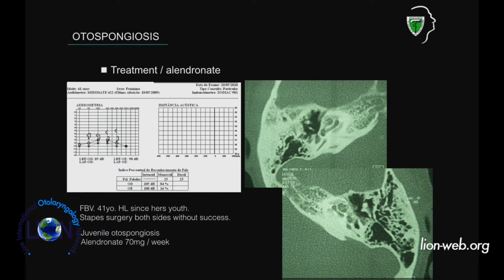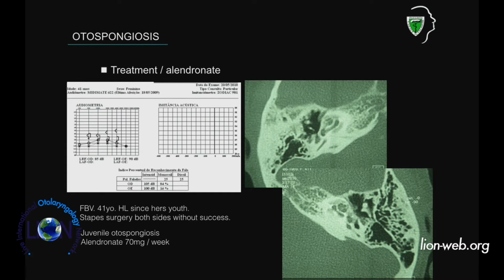In which cases can we use it? For instance, this is a 41-year-old lady with sensorineural hearing loss since she was young, started around 19 years old. She had stapes surgery on both sides, but without great success. The disease progressed, and now she has this kind of mixed profound hearing loss with poor benefit from hearing aids. What can we do? Because she has already had the surgery.